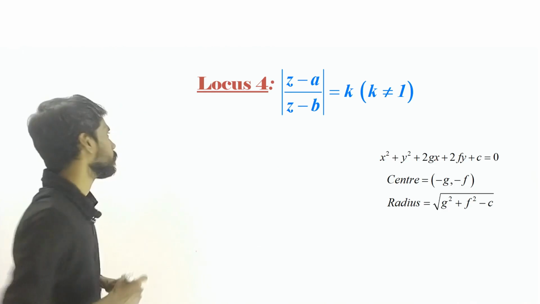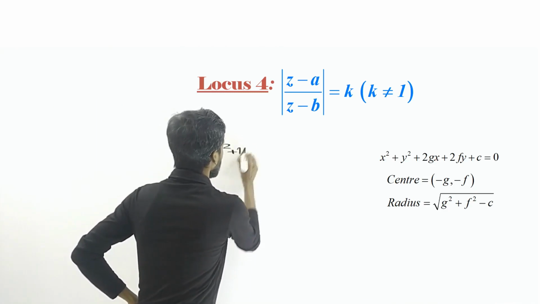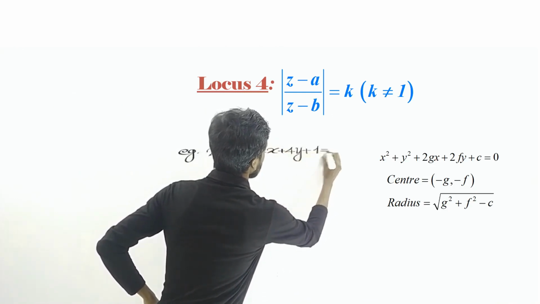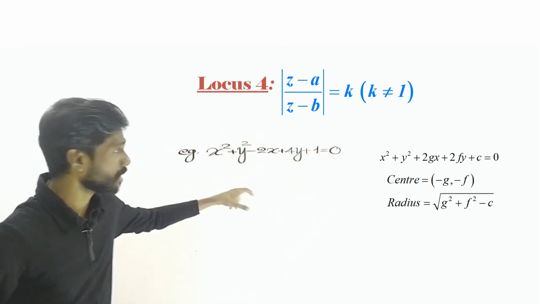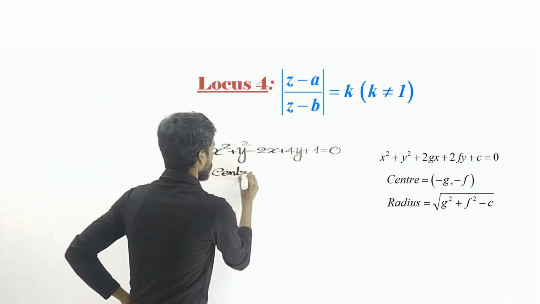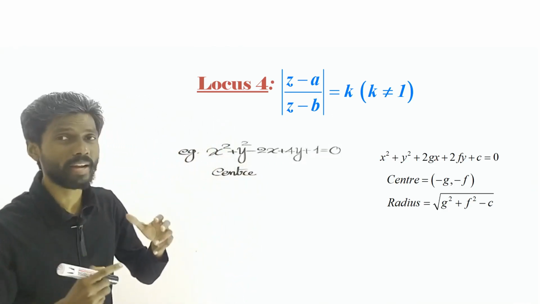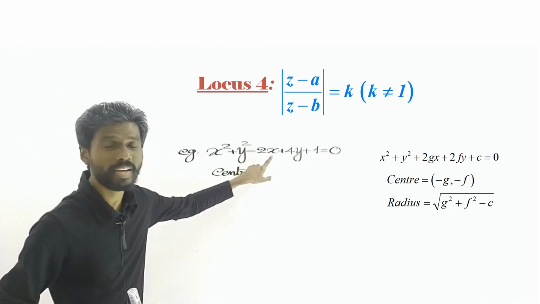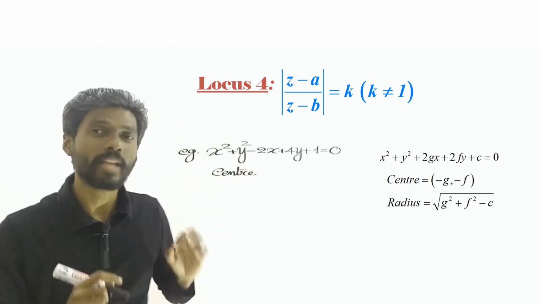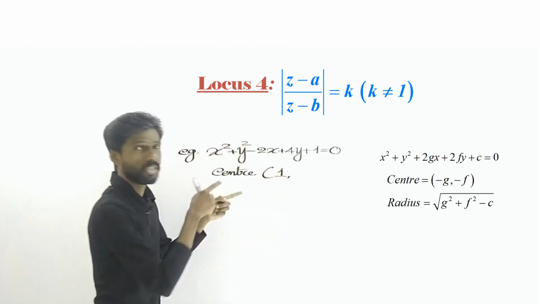For example, if the circle equation is given like this, x square plus y square minus 2x plus 4y plus 1 equal to 0. This is the equation of a circle because it is of that form. Then we can find its center. What is the center? See, minus g comma minus f. But what is the value of g? We have to compare the coefficients of x. See here, the coefficient of x is minus 2, there it is 2g. So 2g is minus 2, the g value is minus 1. That means what is minus g? That is 1.